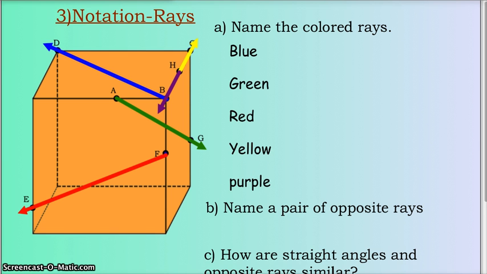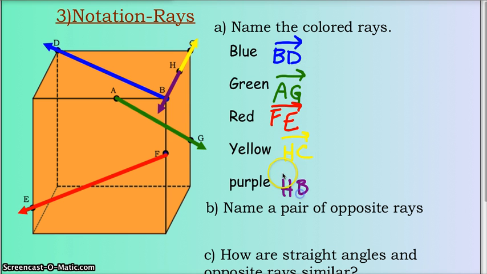All right, so notation. If I wanted to name the blue ray, it begins at B and travels towards D. The green begins at A and travels towards G. The red begins at F and travels towards E. The yellow begins at H and travels towards C. And the purple begins at H and travels towards B.